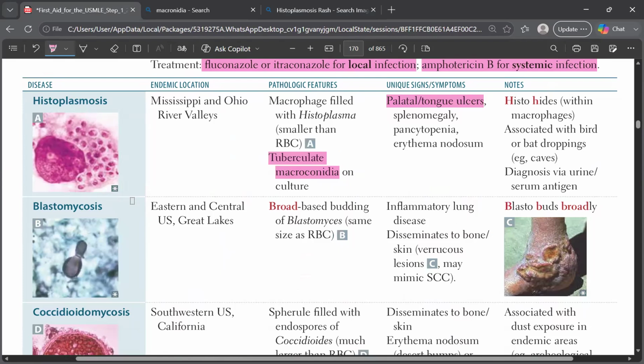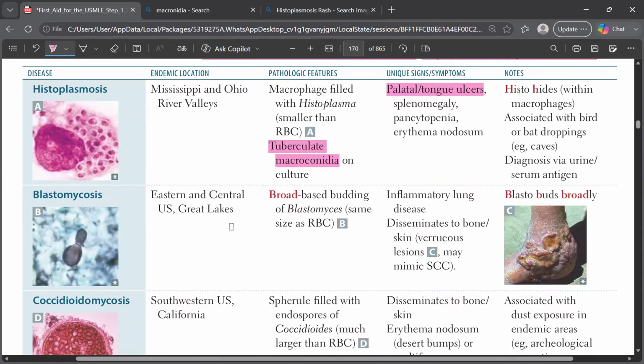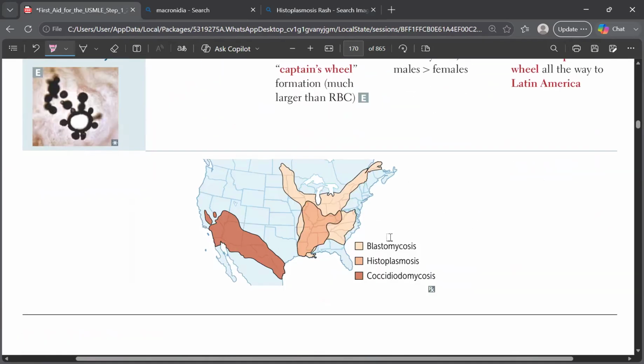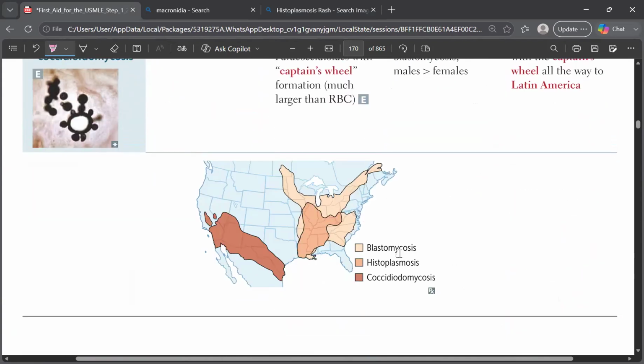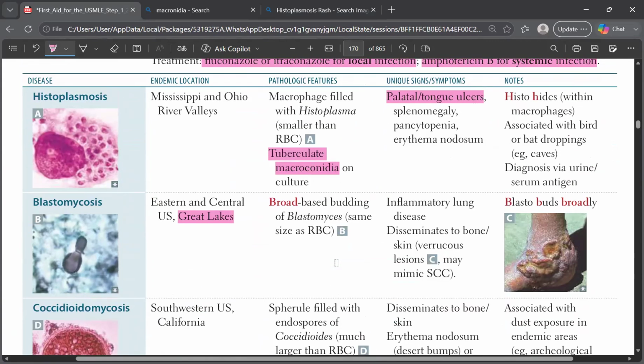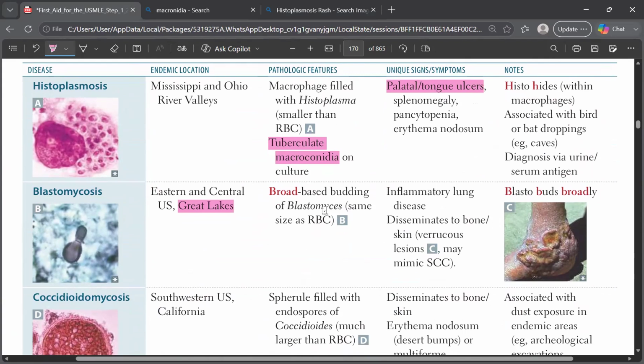Next, we have blastomycosis, which is present in eastern and central US and the Great Lakes. So, in Mississippi and Ohio River valleys, there was histoplasmosis, and blastomycosis is present in eastern and central US, and the Great Lakes are basically high yield for blastomycosis. The pathologic features are broad-based budding of blastomyces, same size as RBCs. So you can see a broad-based bud right here on the histology.